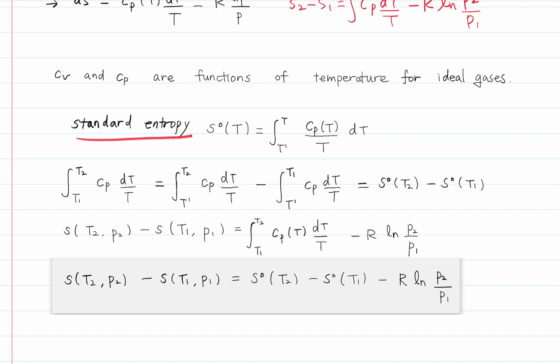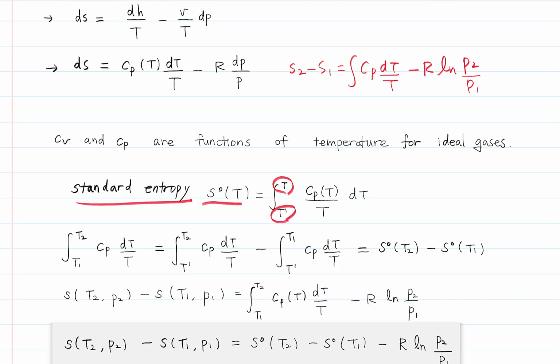It is denoted by s degree. It is the integral from some reference temperature T prime to temperature T of Cp dT over T. So this is the temperature dependent part of the entropy change.